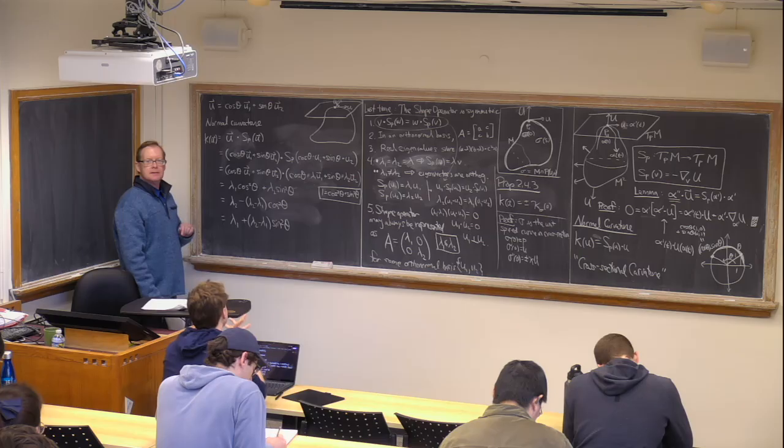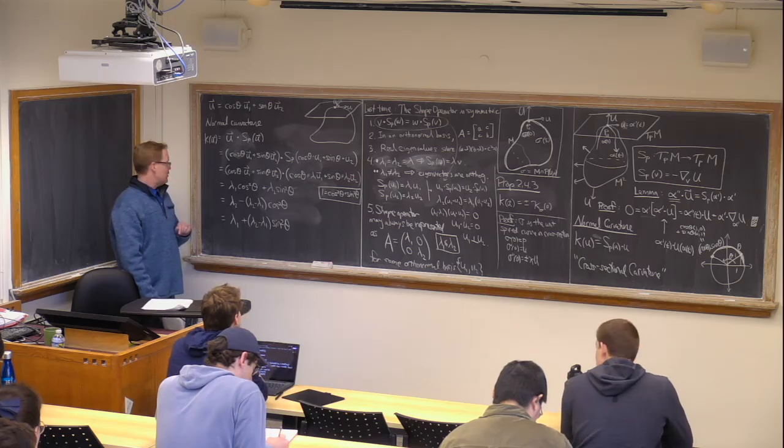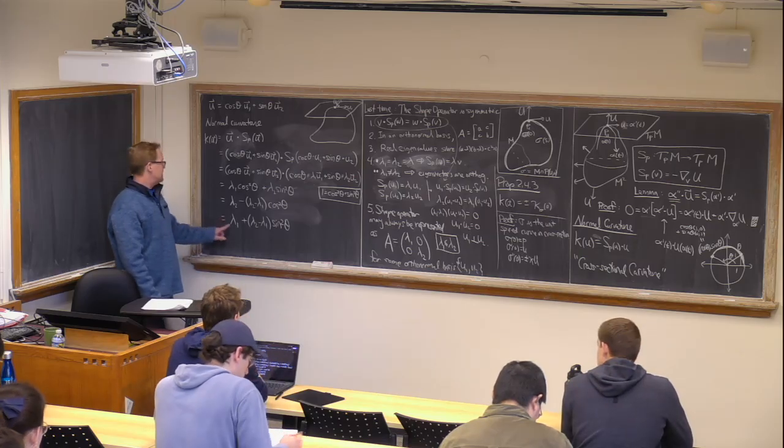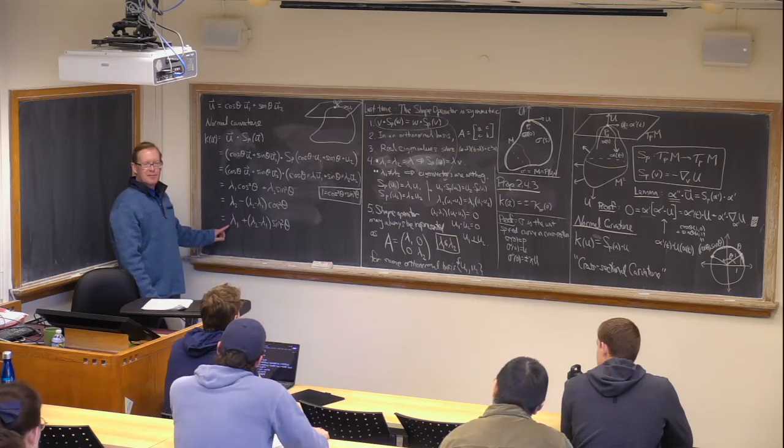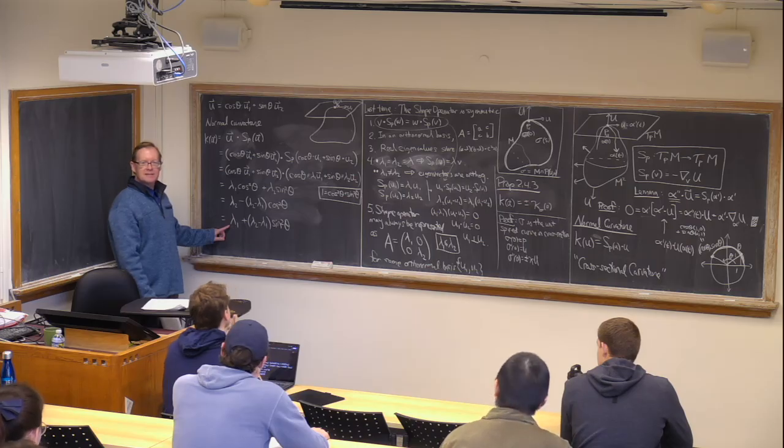Okay. Now, pop quiz. What's the smallest possible value of this bottom expression here? What's the smallest possible value? What should I let theta be to minimize this quantity?